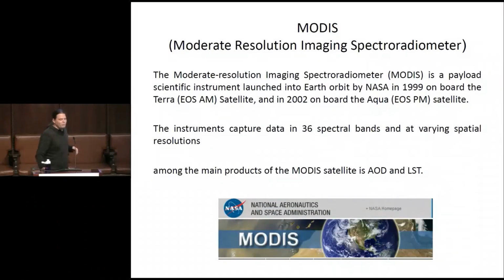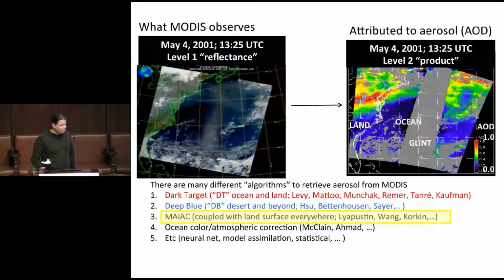So the main satellite that we've been using is the MODIS satellite, the Moderate Resolution Imaging Spectroradiometer. It's a system comprised of two satellites, the Terra overpassing in the morning and the Aqua overpassing in the afternoon. Each instrument has 36 spectral bands at varying spatial resolutions. And the main products that we incorporate into our modeling efforts are AOD and LST, which is land surface temperature.